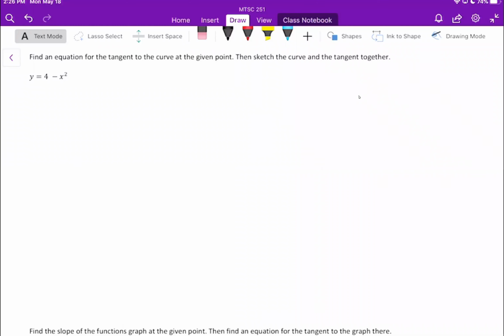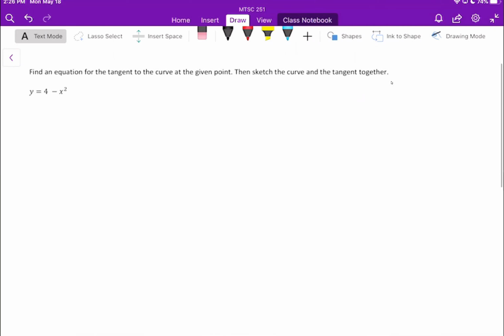In this first problem, we're going to write an equation for the tangent to the curve at the given point, then sketch the curve and the tangent together. So we're using the definition in order to find the slope of the tangent line at a particular function or curve. And so we have y is equal to 4 minus x squared.